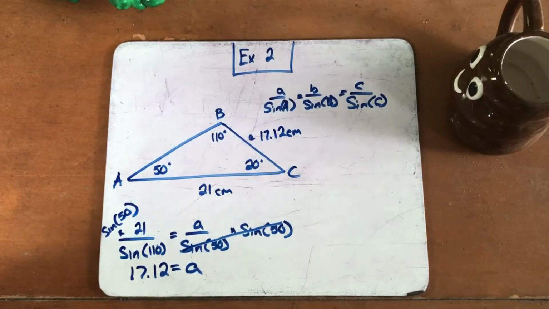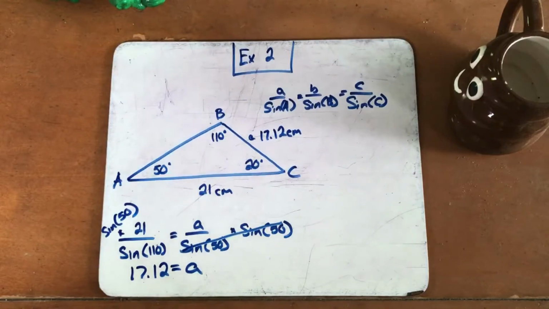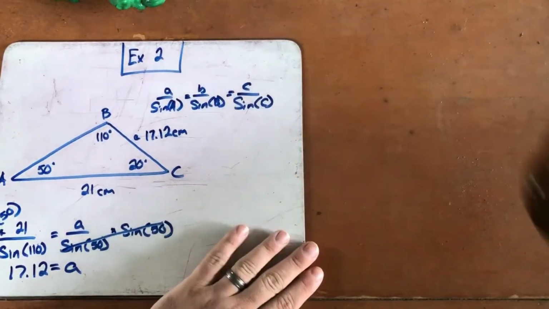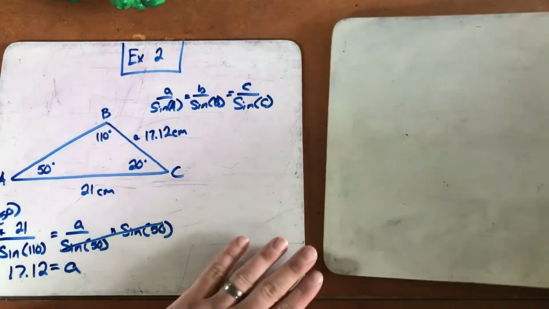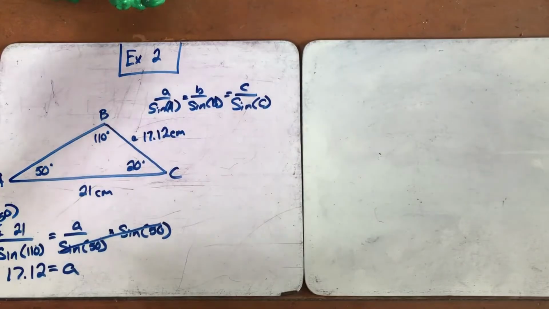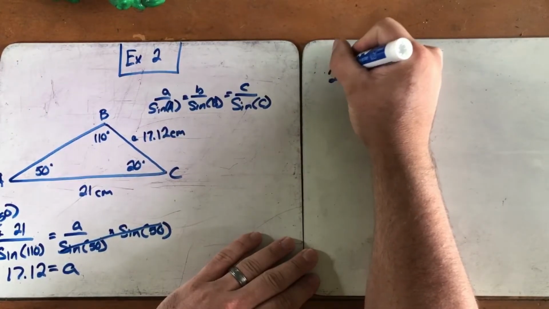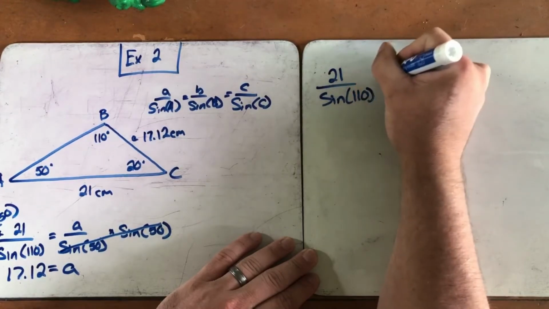All right, now let's find side C. It's going to be very similar. I'm going to slide this way, make a little bit more room to write. All right, so now I'm looking for side C. So once again, I'm going to set it up where I'm using the 21 over the sine of 110.